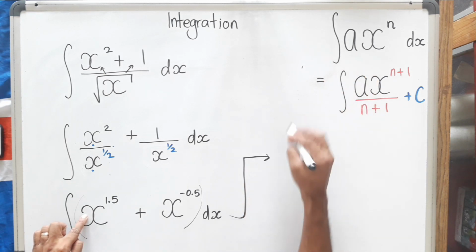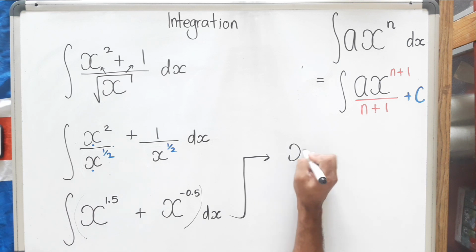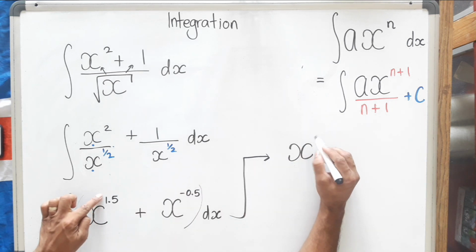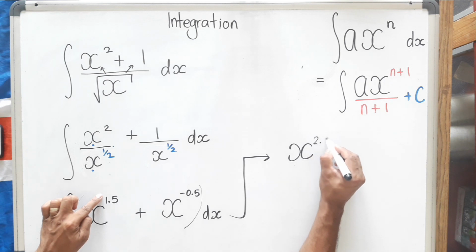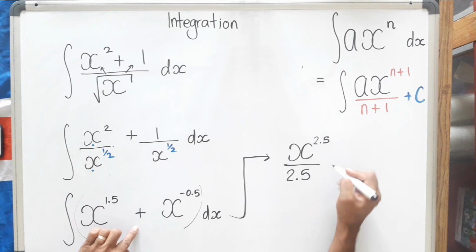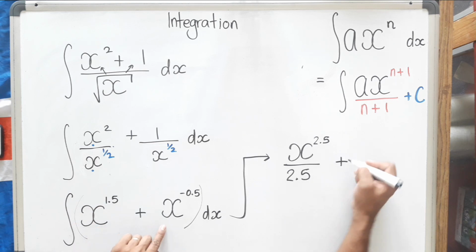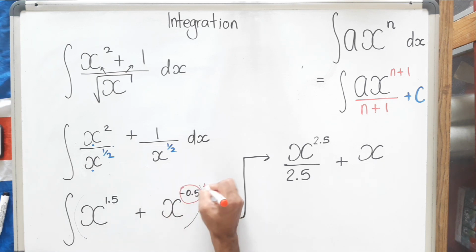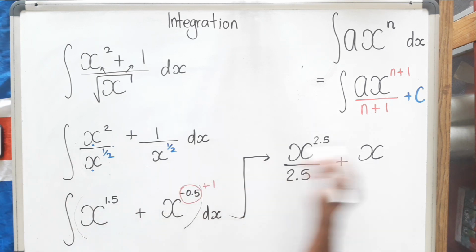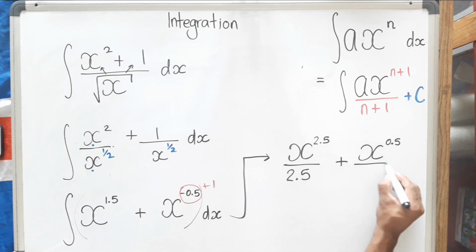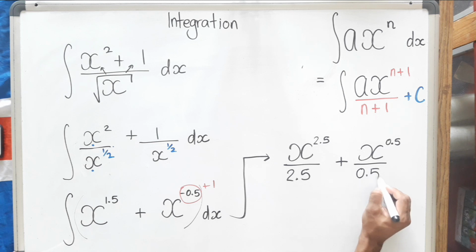According to these formulas, when you integrate this, you add 1 to the power. So 1.5 plus 1 is 2.5. And then you divide by the new power. Plus, let's integrate him. Add 1 to the power minus 0.5. Add 1 is positive 0.5. You can double check it on your calculator. And then you divide by the new power.